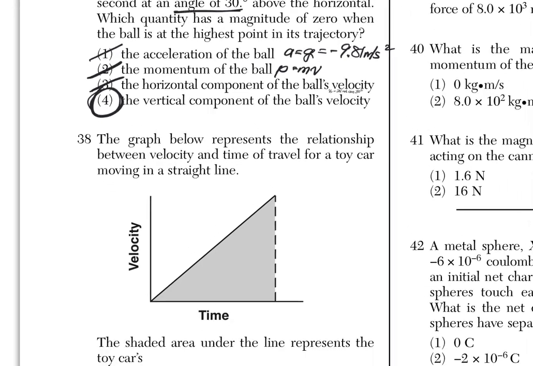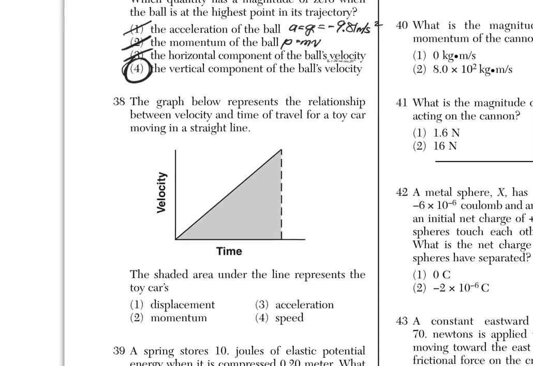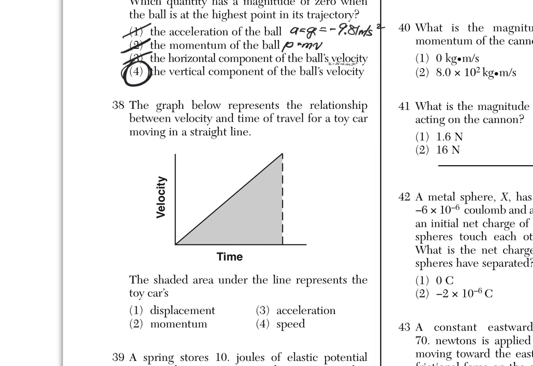38, I have a velocity versus time graph, and even looking at the question, I know that the slope of v versus t is acceleration, and the area under the curve, which is shaded, so they're probably going to ask me about it, that is displacement. Alright, so let's see, the graph below represents velocity versus time. Yes, I can see that. The shaded area under the line represents the displacement. We just said that.